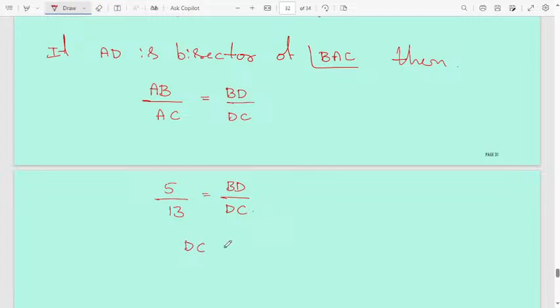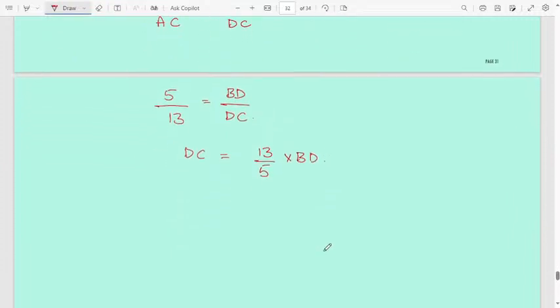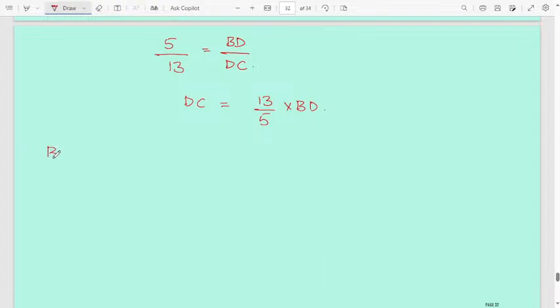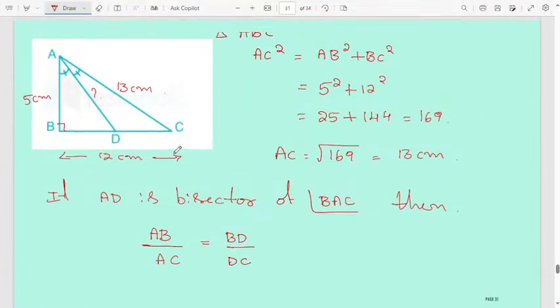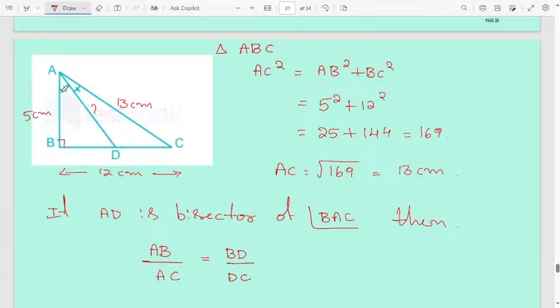DC value will be equal to 13 by 5 into BD. Now consider BC, it will be equal to BD plus DC. I will explain, don't worry. See, AD is the bisector, which means it will bisect exactly this angle A, which we don't know.